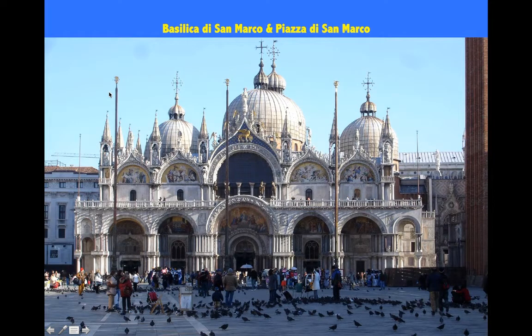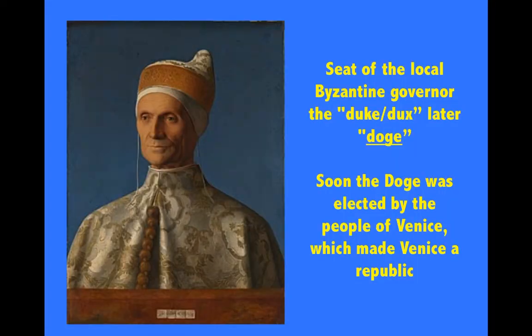And here is the Basilica di San Marco. This is the Piazza di San Marco. St. Mark's Cathedral is something we'll talk more about when we're in Venice. The Venetian leader was called the Doge. That word is connected to the duke or the dux, but he was not a normal duke. He was not just somebody chosen by a king to rule over the Venetians. The Doge eventually was elected by the people of Venice in a complicated procedure which we may learn about more when we go to Venice. And this made Venice a republic.